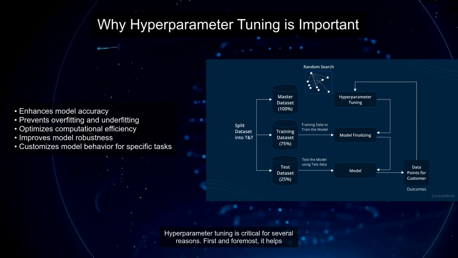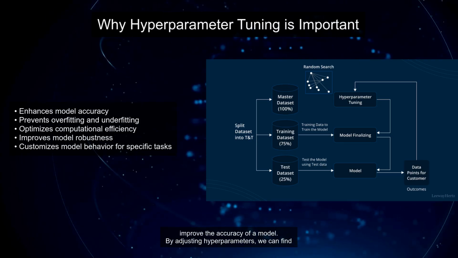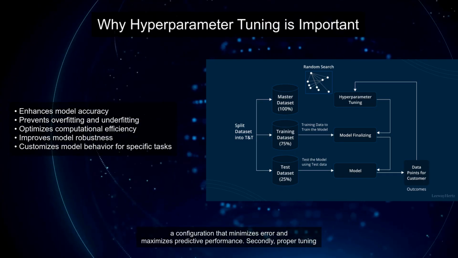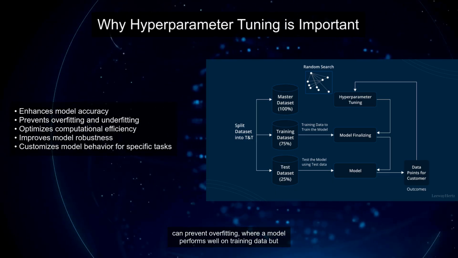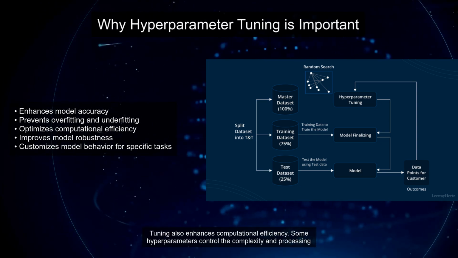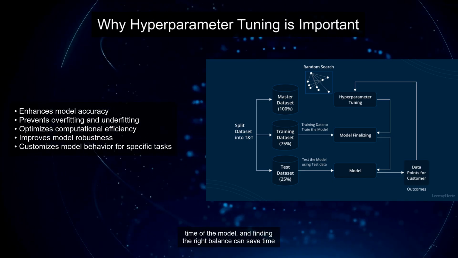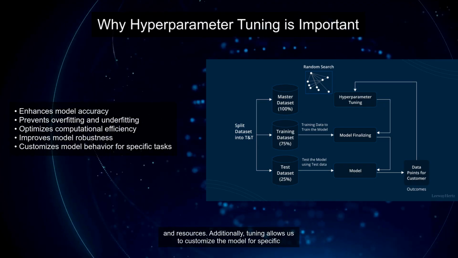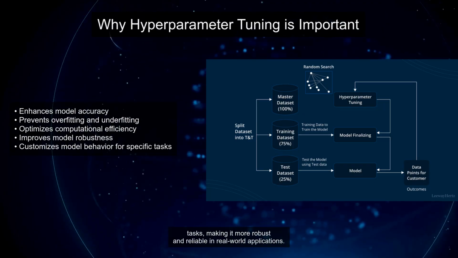Hyperparameter tuning is critical for several reasons. First and foremost, it helps improve the accuracy of a model. By adjusting hyperparameters, we can find a configuration that minimizes error and maximizes predictive performance. Secondly, proper tuning can prevent overfitting, where a model performs well on training data but poorly on unseen data, and underfitting, where the model is too simplistic. Tuning also enhances computational efficiency. Some hyperparameters control the complexity and processing time of the model, and finding the right balance can save time and resources.